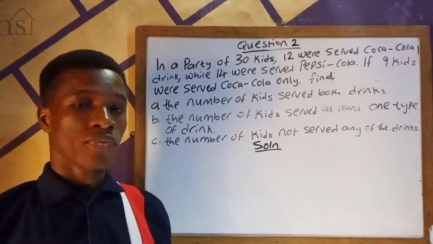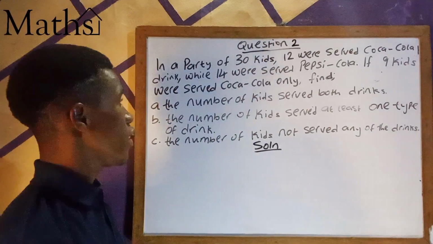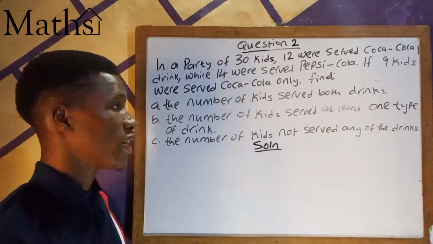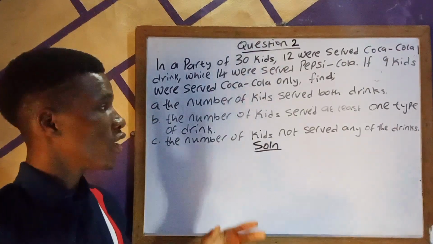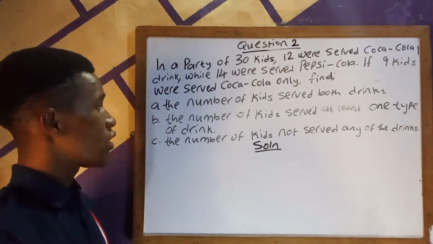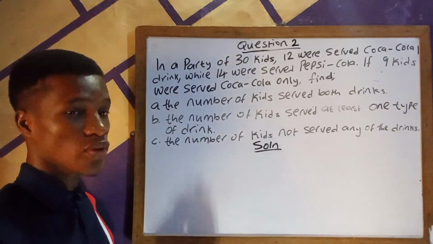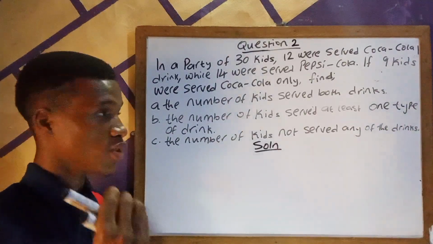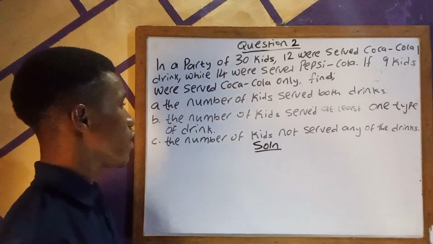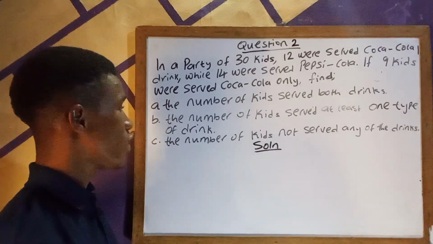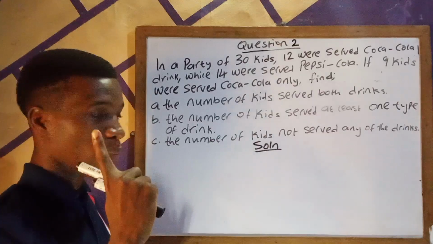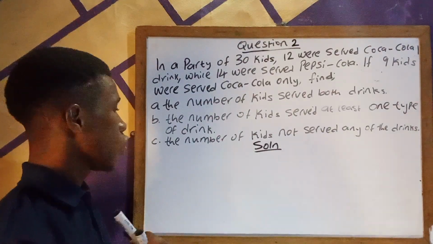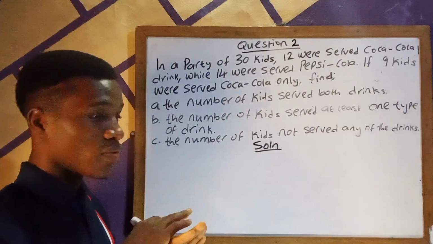So we have another problem here before us, and it reads: in a party of 30 kids, 12 were served Coca-Cola drink, while 14 were served Pepsi-Cola drink. If 9 kids were served only Coca-Cola, that means were served Coca-Cola but not Pepsi-Cola. The question says find the number of kids served both drinks and the number of kids served at least one type of drink. Finally, the number of kids not served any of the drinks.